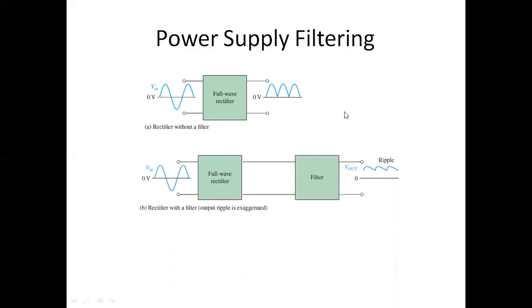So when we incorporate a filter circuit, the output voltage looks like this. It still has some fluctuations, but it is not as intense as when there was no filtering. So filtering serves the purpose of trying to reduce the ripples, or trying to smooth the output voltage of the rectifier. It smoothens the output voltage of the rectifier.